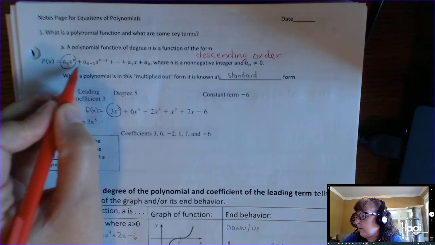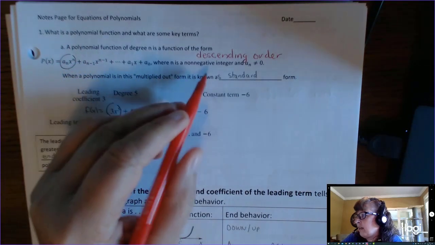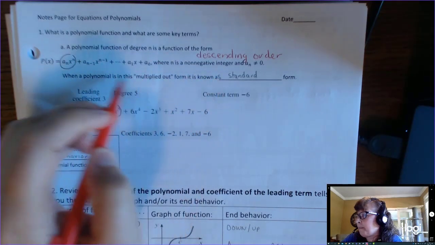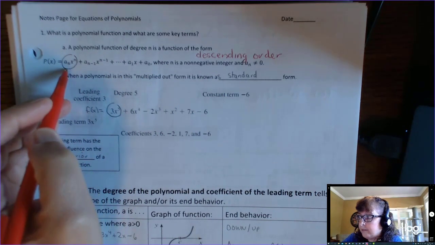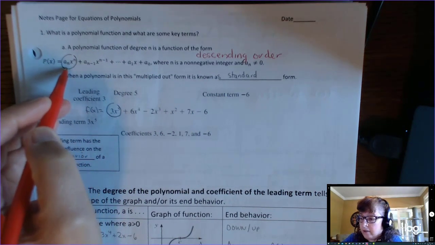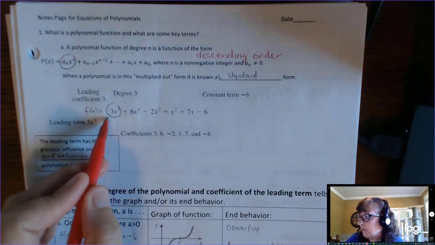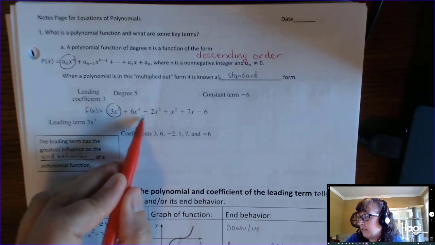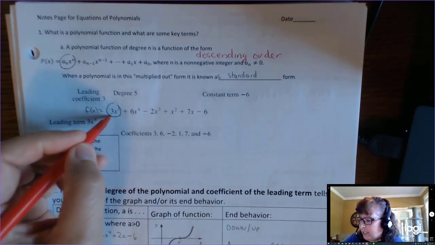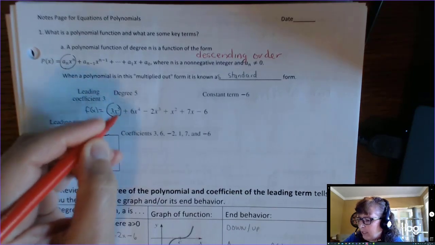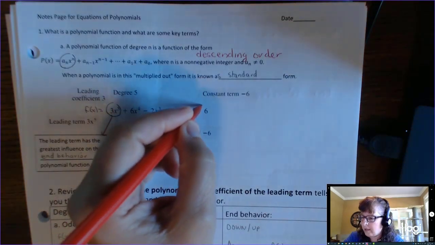When a polynomial is all multiplied out with all these terms added or subtracted together, it's called standard form. And standard form is only good for two reasons. One, for the leading term, and also for the constant. So if you look at this one, 3x to the 5th plus 6x to the 4th minus 2x cubed plus x squared plus 7x minus 6, this is your leading term, and it's going to have the greatest influence on the end behavior. And this is your constant term.